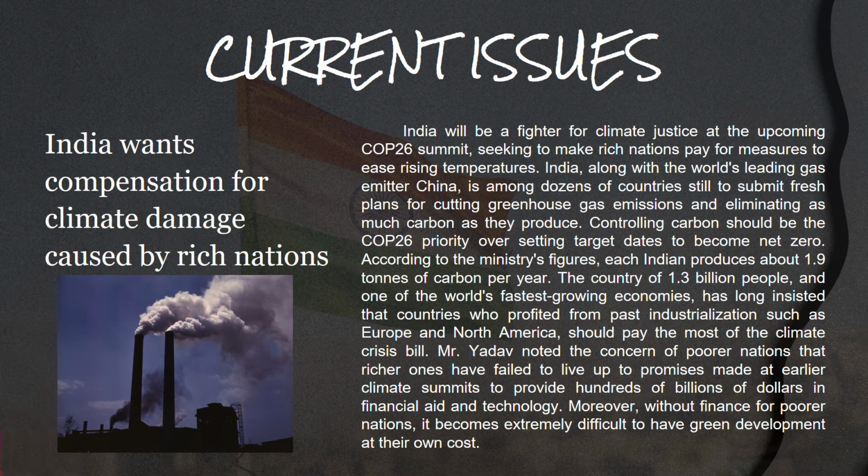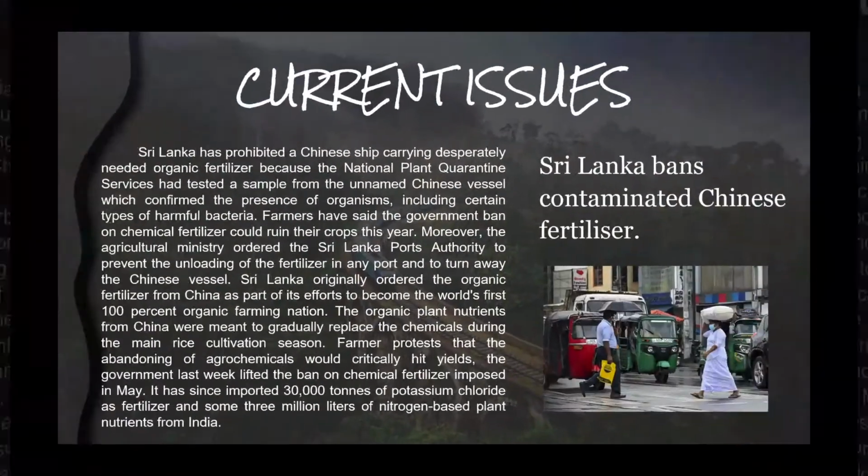Mr. Yadav noted the concern of poorer nations that richer ones have failed to live up to the promises made at earlier climate summits to provide hundreds of billions of dollars in financial aid and technology. Moreover, without finance for poorer nations, it becomes extremely difficult to have green development at their own cost.